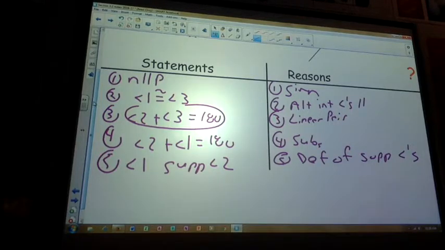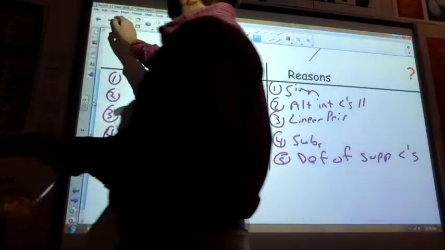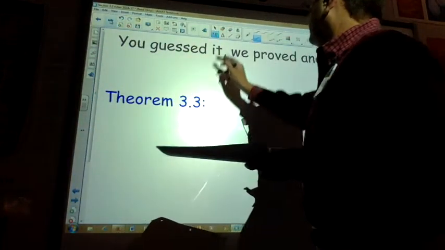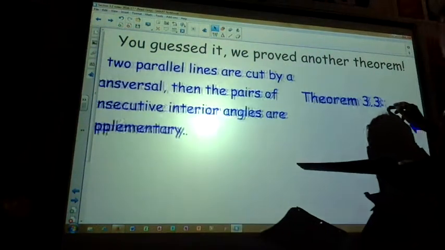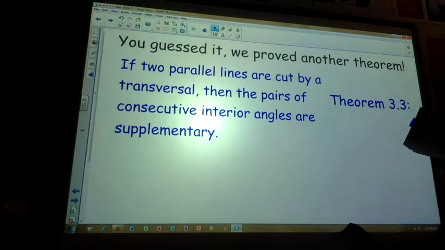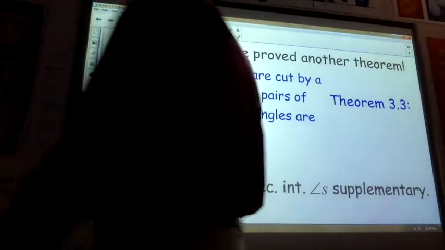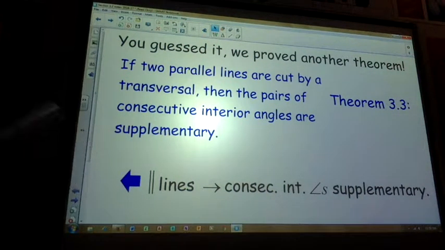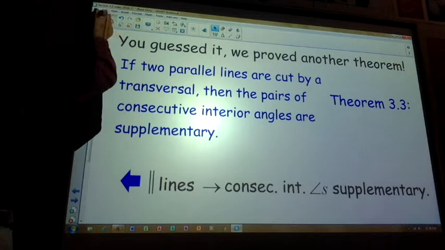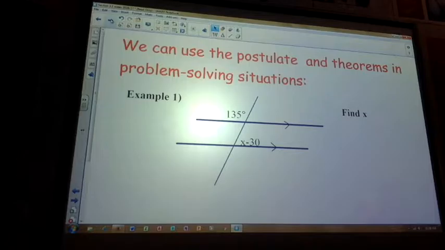Alright. You guessed it, we just proved another theorem. Yay! These are quick notes today. So if 2 parallel lines are cut by a transversal and the pairs of consecutive interior angles are supplementary, so they add up to 180 degrees. Cool. And then use the postulates and theorems in problem-solving situations.